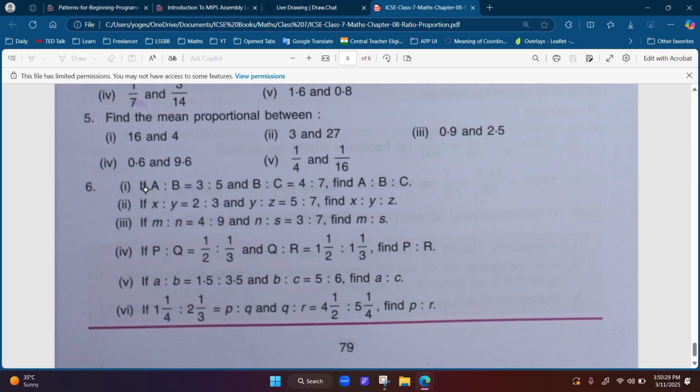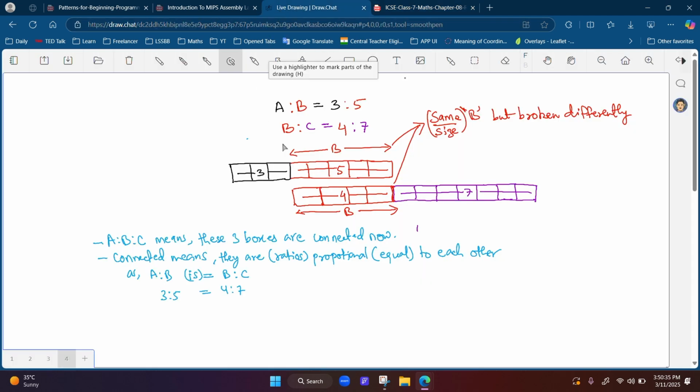About this question. A ratio B is 3 ratio 5, B ratio C is 4 ratio 7. Here A ratio B is 3 ratio 5. So imagine we have a total of 3 boxes with partitions like this. A has 3 partitions. B, first we have divided the B box in 5 parts. In the other ratio we have to keep the box size same.